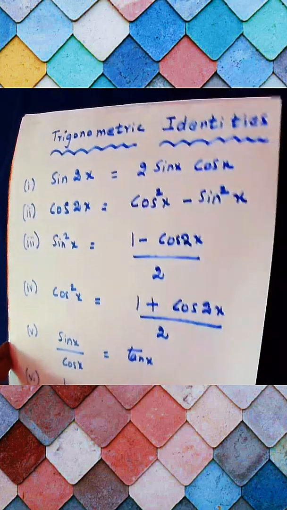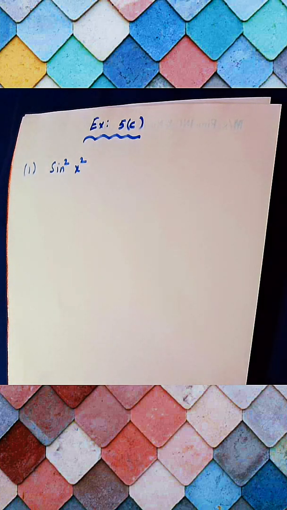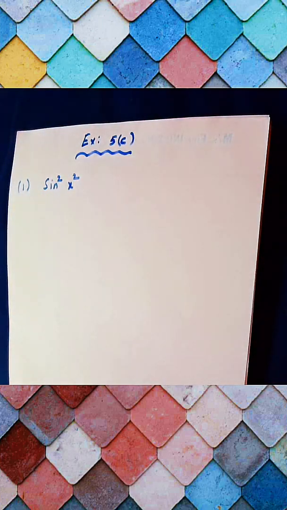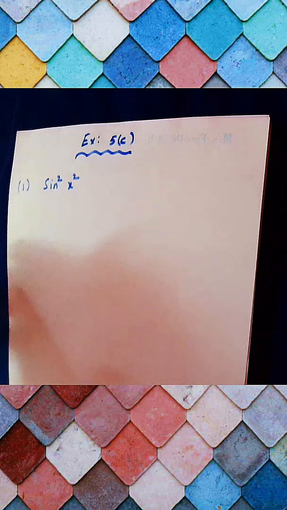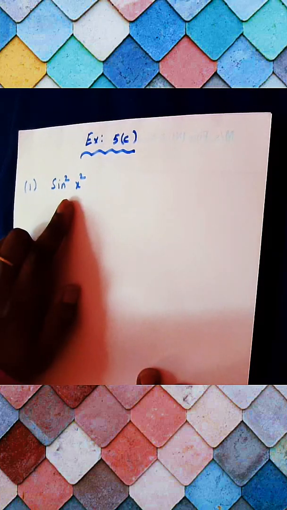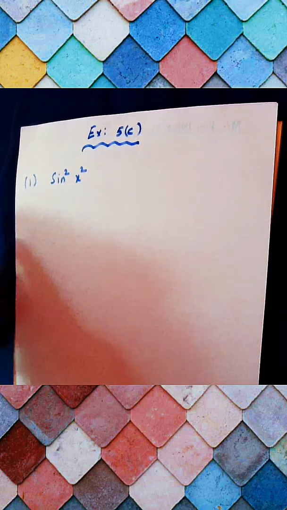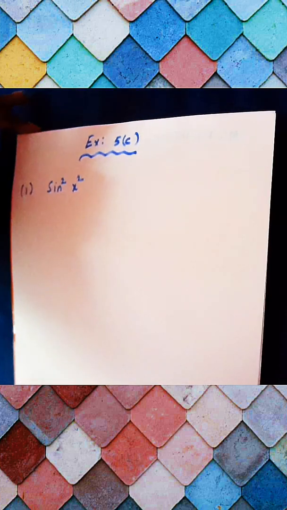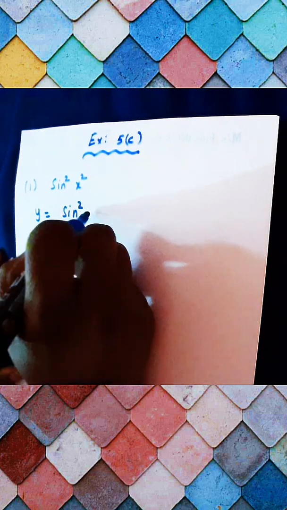Now we'll be solving a problem based on trigonometric functions. This is the question. You can take exercise 5C in your maths class work. We have to differentiate the following with respect to x. Now first, we have to assign this to be y. That will be our first step. y is equal to sin square x square.